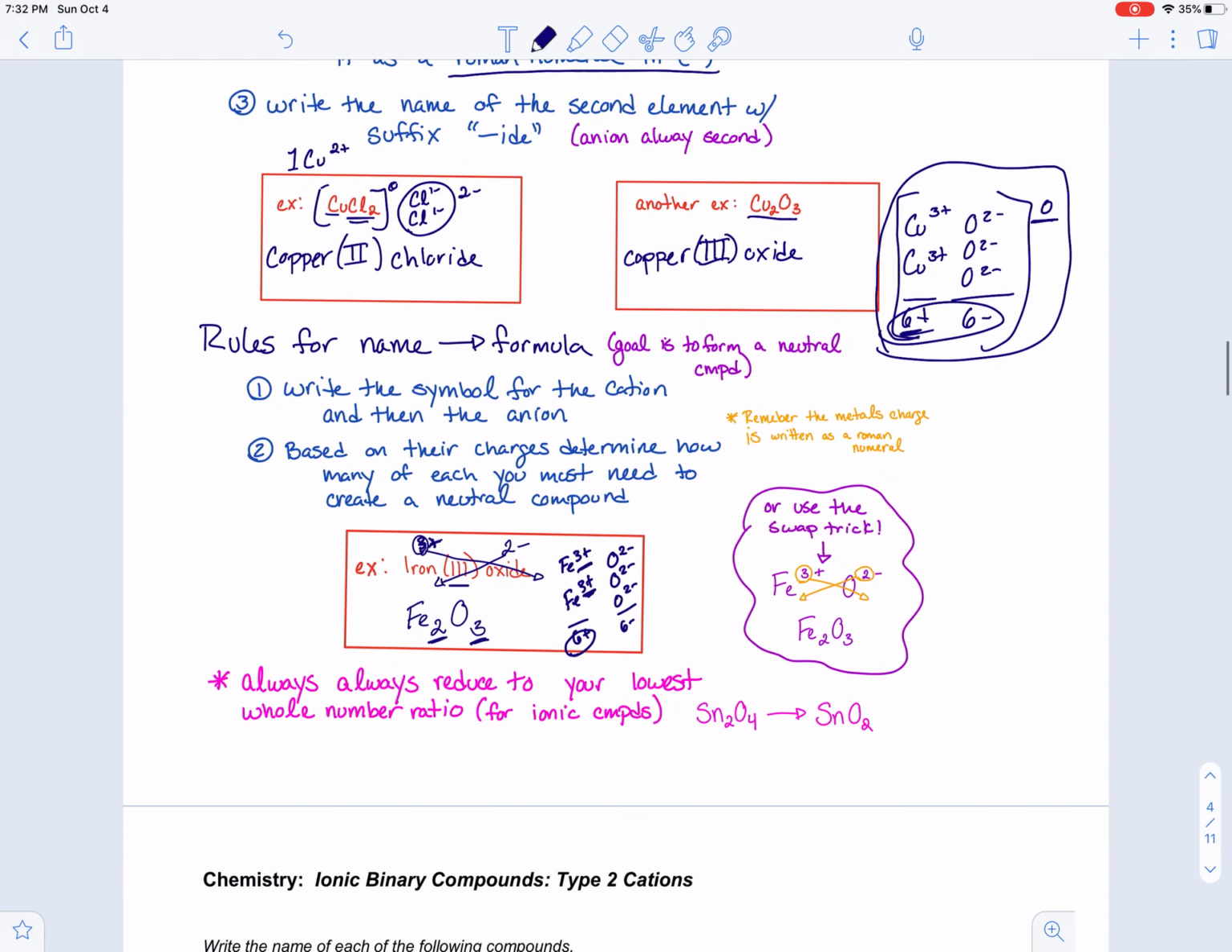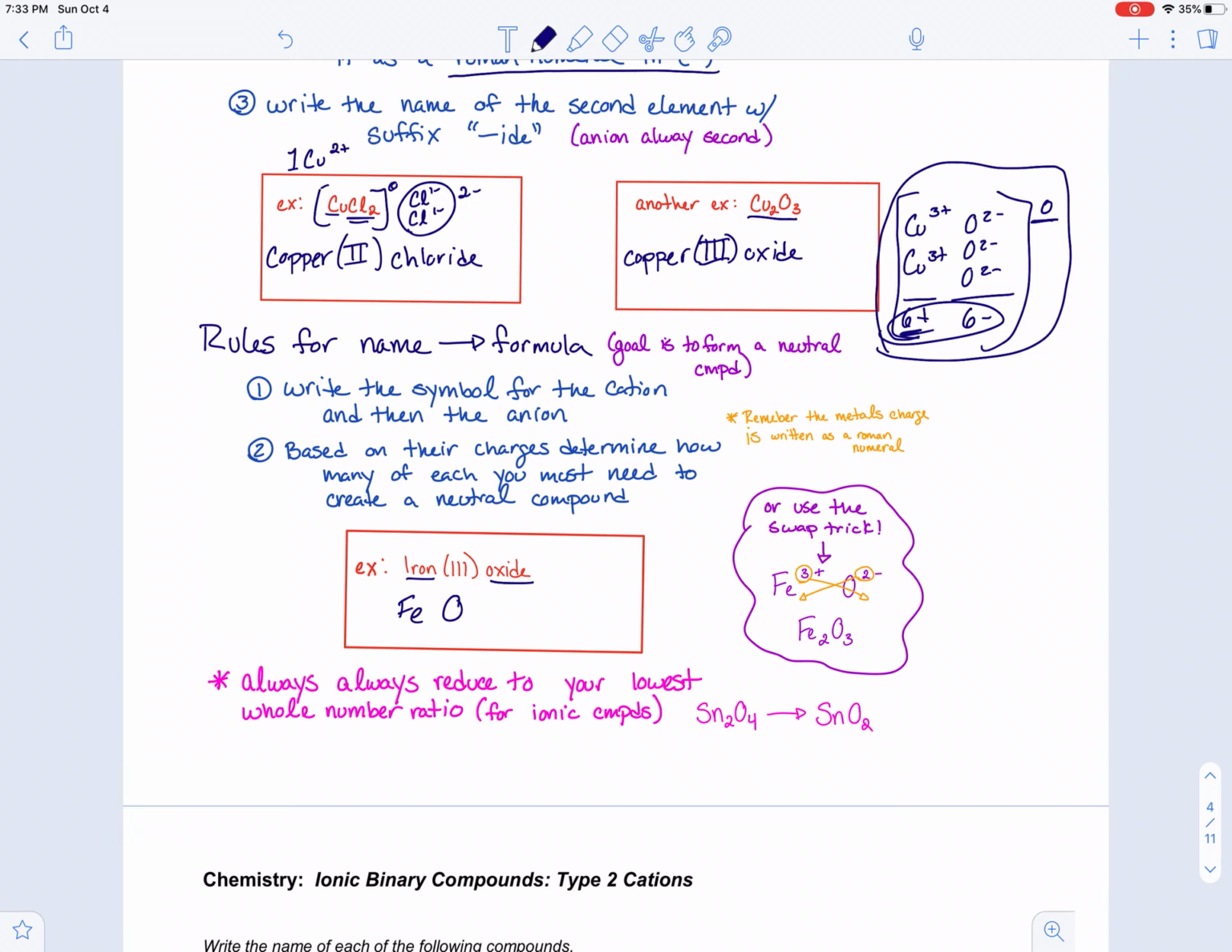So now rules for going from name to formula. In this case, it's a little bit easier because the name is going to tell you the charge. So I'm going to erase some of this from before. And we're going to start by writing the element symbol. So we write the symbol for the cation and the symbol for the anion. So iron is Fe, oxide is O.